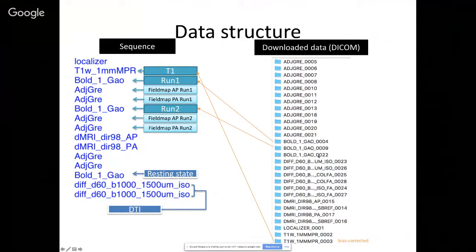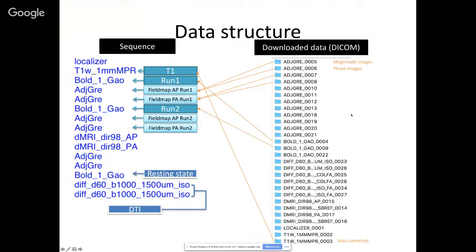These two folders, bold one go 004 and bold one go 009, are for the task images for run 1 and run 2, respectively. And those four folders are for the field map image. AP is from anterior to posterior. This is the direction of the scanning. PA is posterior to anterior. Doesn't matter.